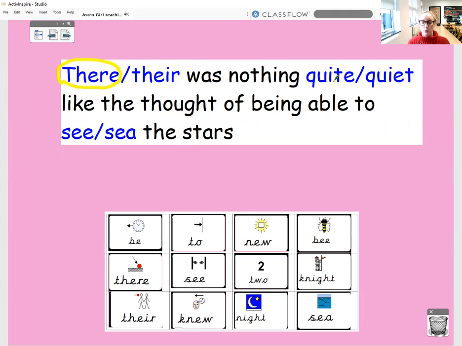There was nothing quite. Which one is quite? Quite. There we go. There's nothing quite like the thought of being able to see the stars. See. Let me check. Is it this one? Let me check. Oh no, it's not that one because that's the ocean. So it's this homophone spelling of see.